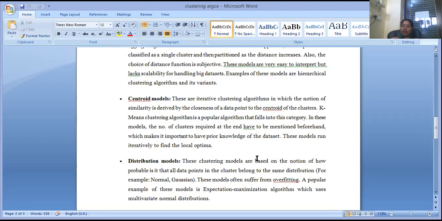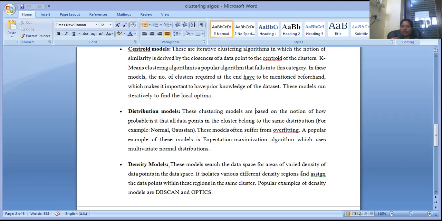Okay, now if you talk about the distribution models, this is also similar to these two models, in which clustering is based on the notion of how probable it is that data points in the cluster belong to the same distribution, and these models often suffer from overfitting. A popular example of this model is the expectation maximization algorithm, which uses multivariate normal distributions also.